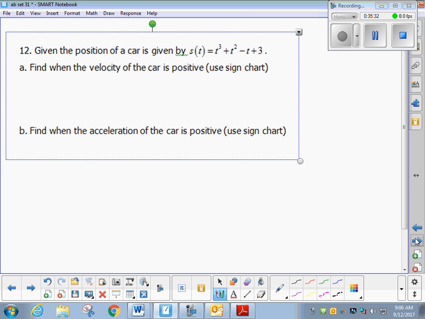When the velocity of the car is positive, wouldn't you agree that the velocity is the first derivative of position? So you should have taken the first derivative of position, then set it equal to 0, do a sign chart, and so velocity of the car is positive on negative infinity to -1 and 1/3 to infinity.